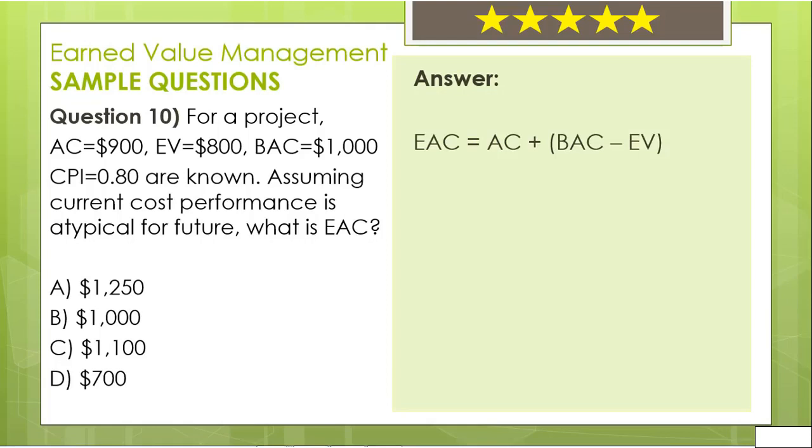Therefore, we will use this formula of estimate at completion. EAC equals actual cost plus budget minus earned value. If you place the values into the equation, 900 plus 1000 minus 800, we get $1,100. Therefore, the correct answer is C.